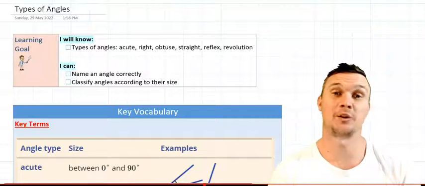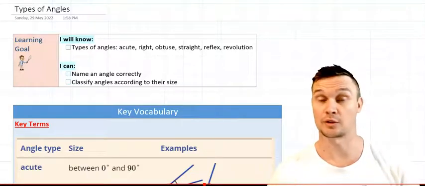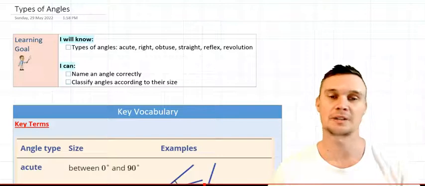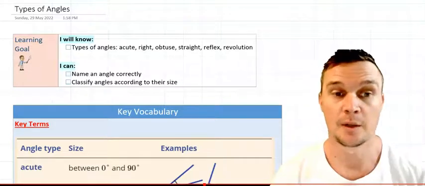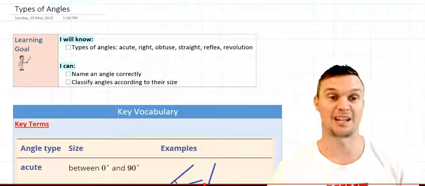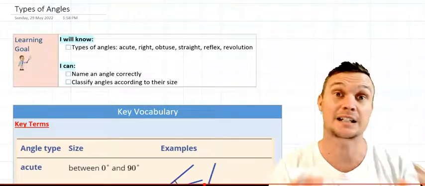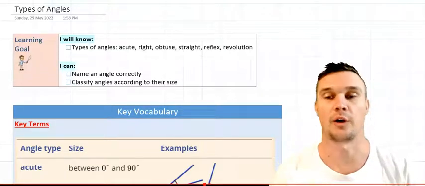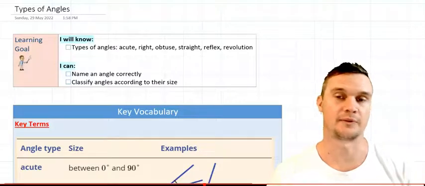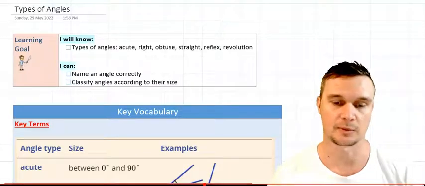In this video, we're going to be looking at types of angles, so how we classify those angles. It might be something that we've done before, but we just want to make sure that you can name them correctly and classify them according to their size. There's going to be a little bit of definition writing down in your notes as we go through.